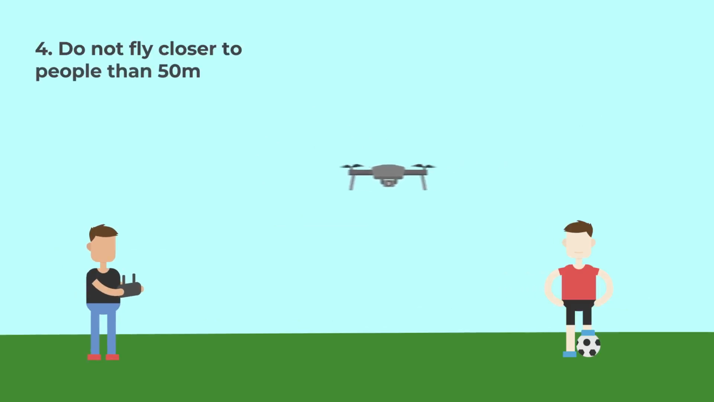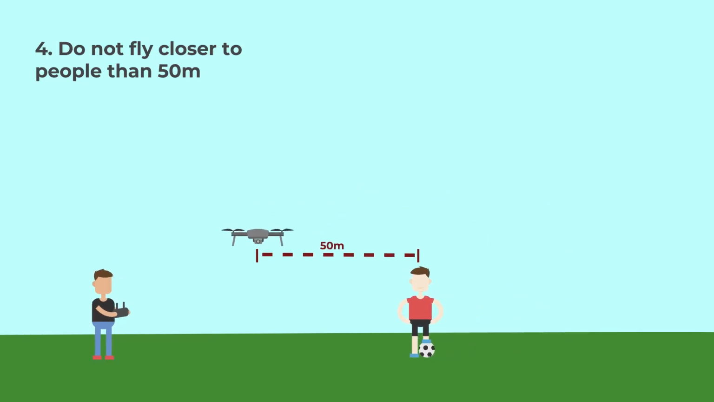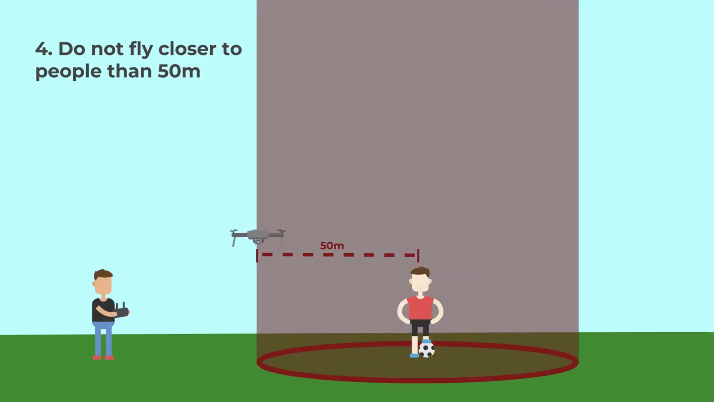Do not fly closer to people than 50 metres. This includes people in buildings and transport, including cars, lorries, trains and boats. You must keep a minimum horizontal distance of 50 metres between your drone and people. This creates a no-fly zone around the people that goes all the way up to the legal height limit. It can help to think of this no-fly zone as a cylinder. You must not fly over people in this no-fly zone, even if you fly higher than 50 metres.